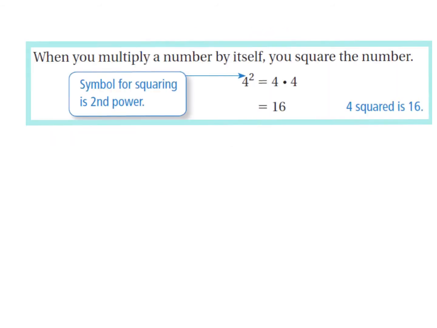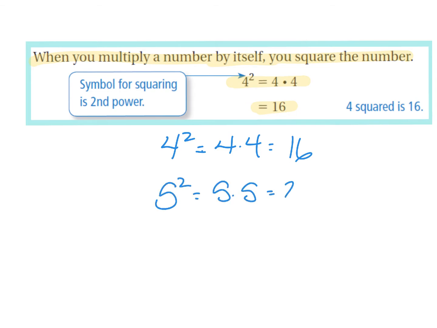So the first thing you should put in your notes, if you don't already know, if you are good with it, you don't necessarily have to: when you multiply a number by itself, you square the number. So here's our first example. A number times itself. They give 4 squared, which gives us 4 times 4, which equals 16. 5 squared means 5 times 5. That equals 25. This is stuff we should technically already know.